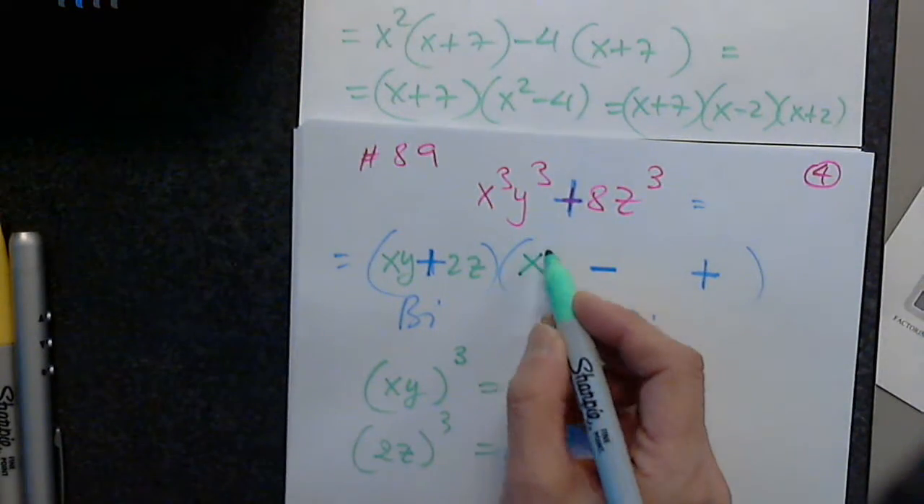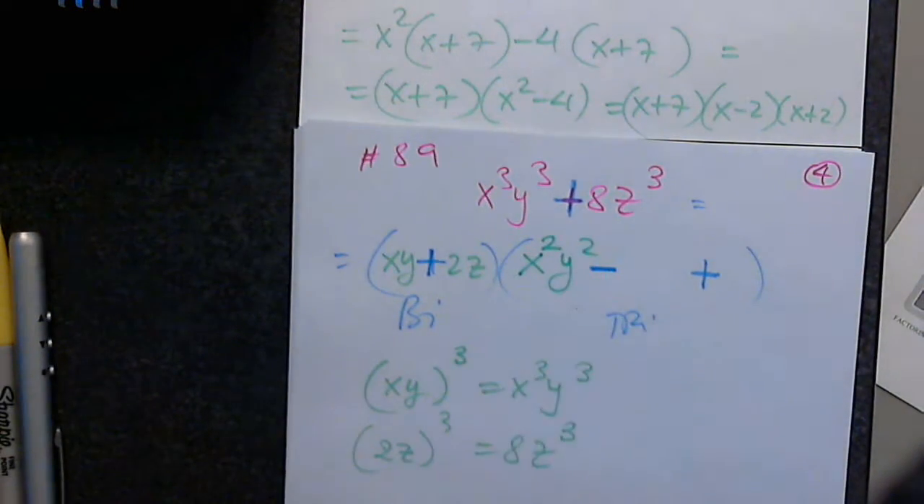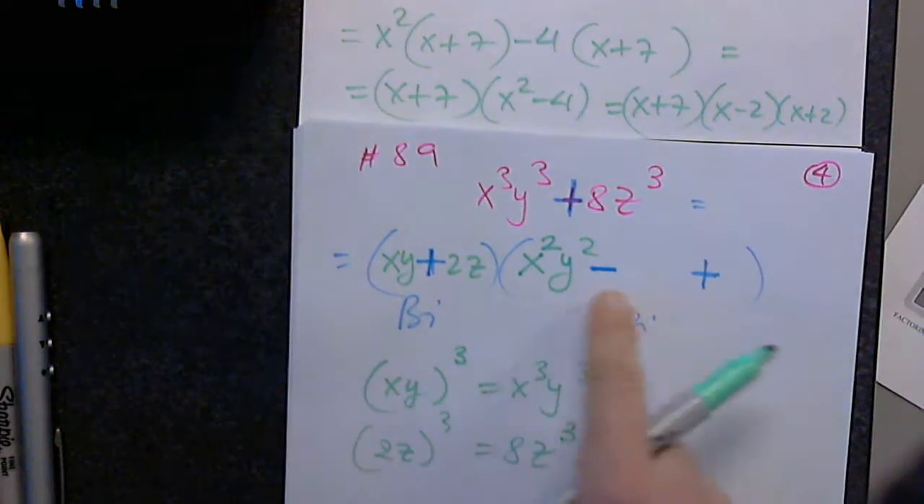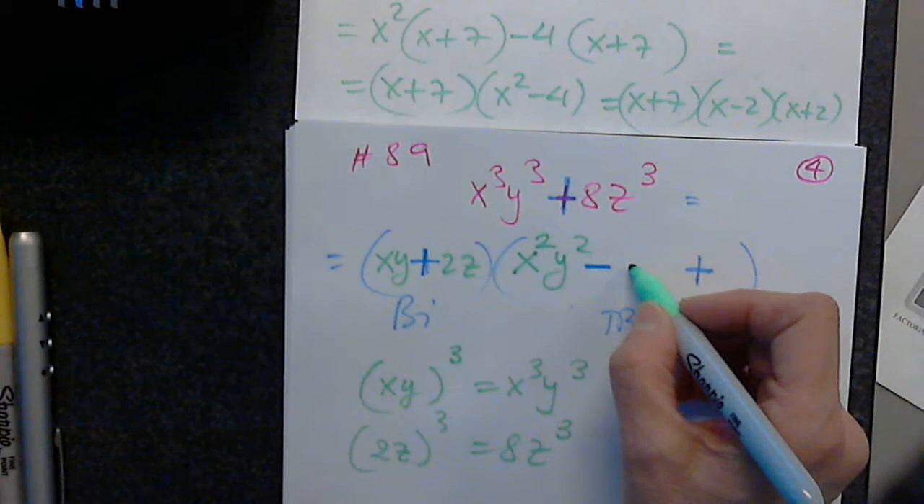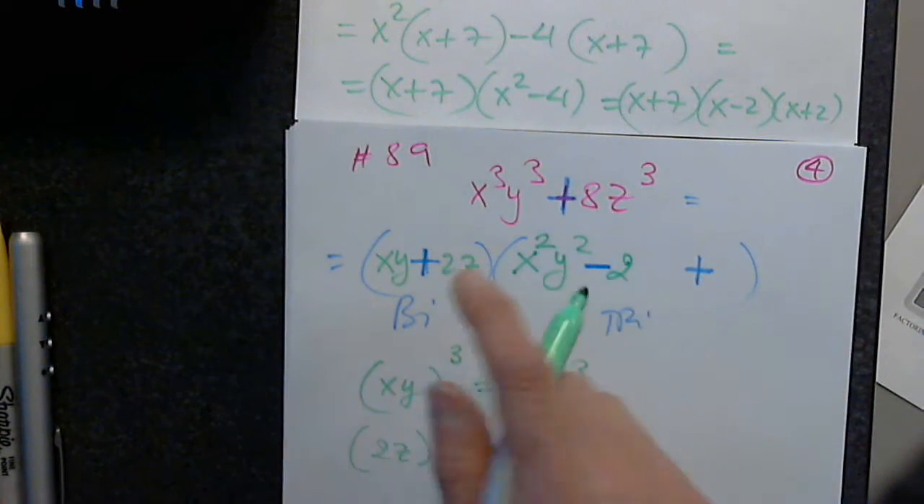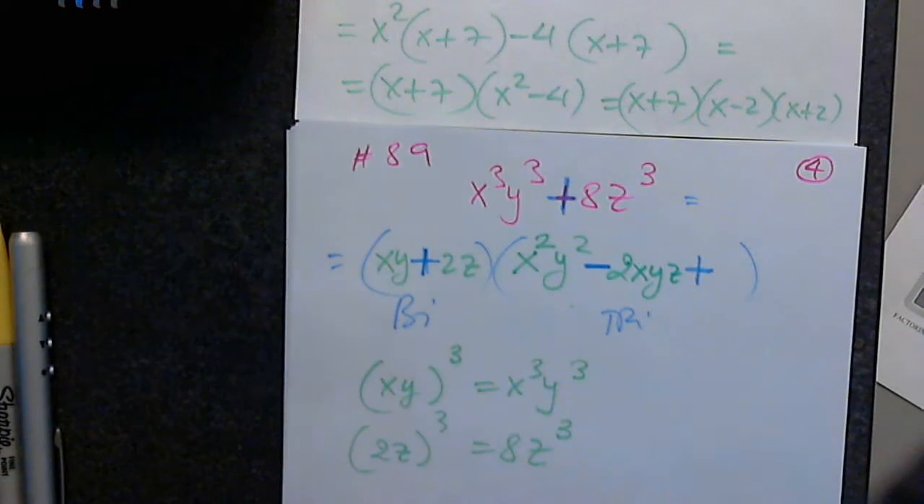xy squared. Yes, but I have to write it as x squared, y squared, because I square a product, and I have to square each factor inside. The product would be 2z times xy. Exactly. 2xyz. Very good. xy times 2 times z. It's just everything you see here multiplied. And the last one is 4z squared. That's it.